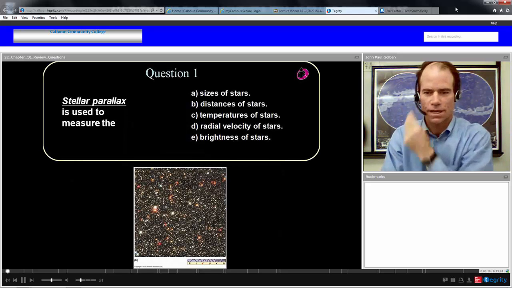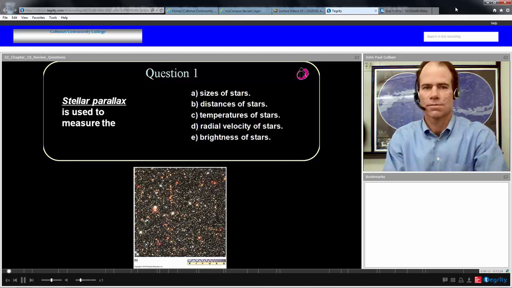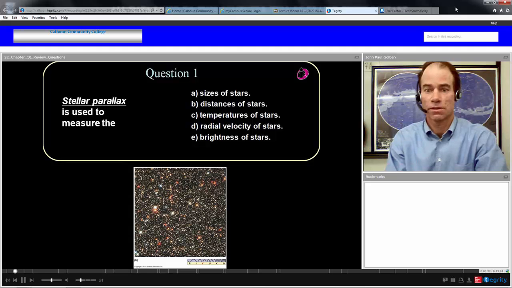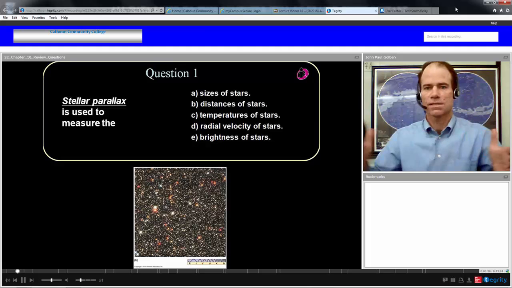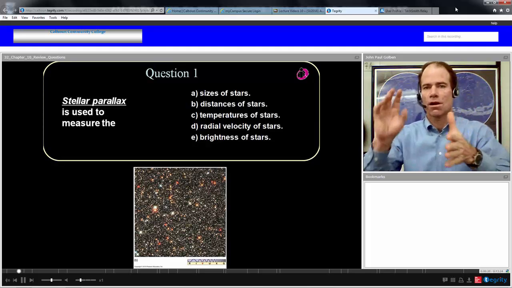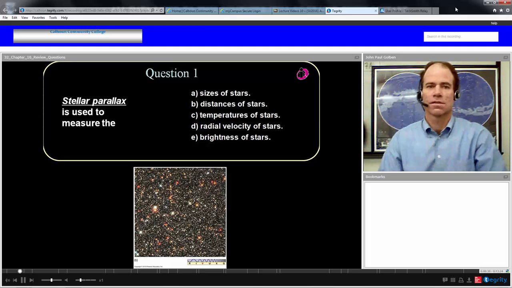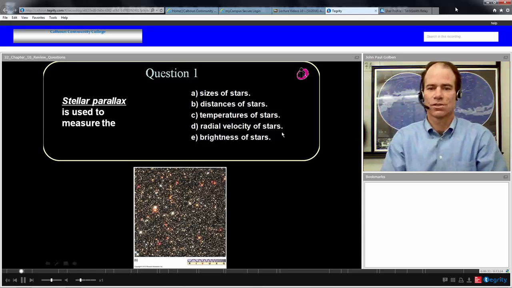Okay, let's look at some review questions for Chapter 10. Here's question number 1. Stellar parallax is used to measure the... stellar parallax, or trigonometric parallax, is just that measurement along the baseline of the star against the backdrop of stars. So it's used to measure the distance to that star using geometry.